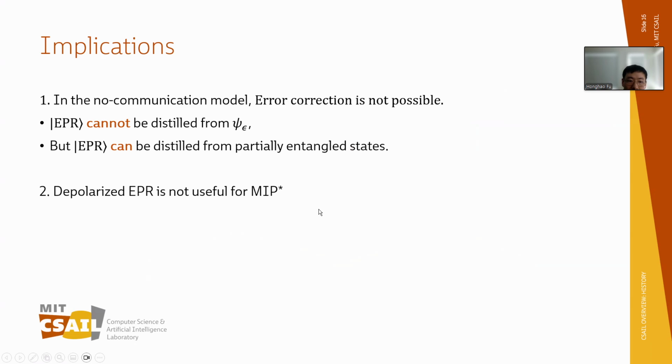The second result is... no, I'm not sure I'm following. Sorry, what do you mean that EPR cannot be distilled from the noisy version? Why not? It means if Alice and Bob cannot communicate, then okay, I see. Yeah, okay, then that's clear, of course. Oh no, I get it. So in the no communication model, okay, yes.